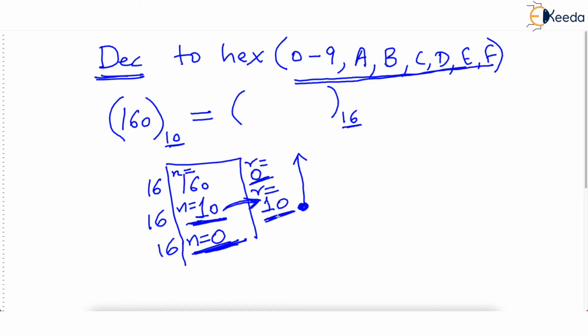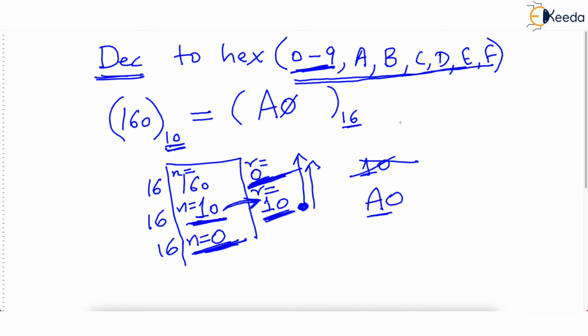Now when this remainder 10 is printed, it's not printed as 10 on the screen, but it will be printed as A, because the digit 10, I am saying, in hexadecimal. Yes, the digit 10. We have digits 0 to 9, then we have 10, 11, 12, 13, 14, 15. This 10 is labeled as A. Further, when we go up, the next remainder is 0. Now 0 will be printed as 0. So we say 160 in decimal is equivalent to A0 in hexadecimal.